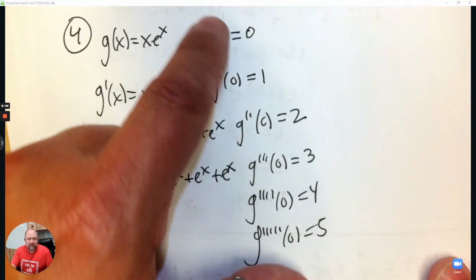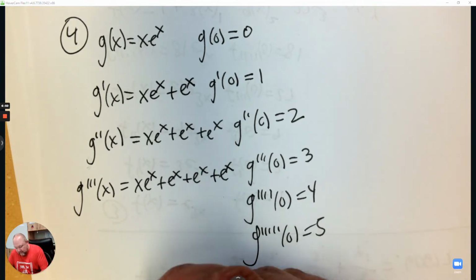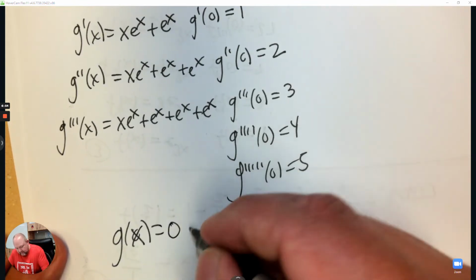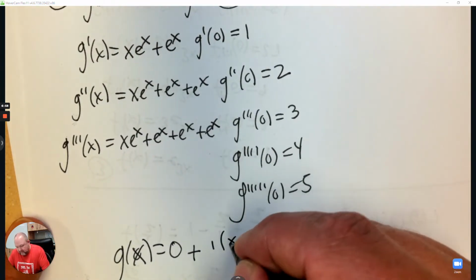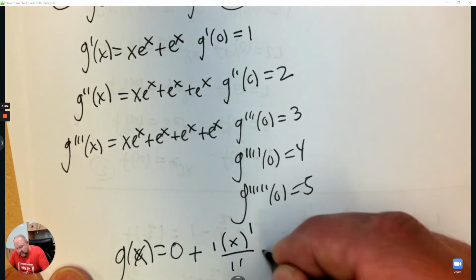And you're doing it to the fifth. So I see the pattern. There it is. Then, how do I write this as a polynomial? So I start with 0 plus, they're all positive. Then it's 1. And because it's Maclaurin, it's just x to the 1 over 1 factorial.